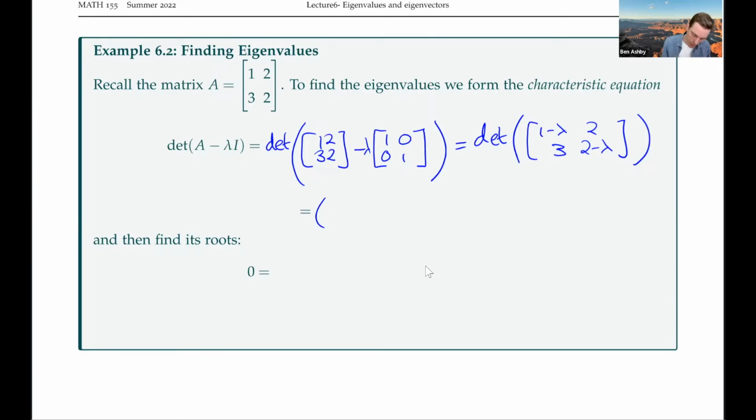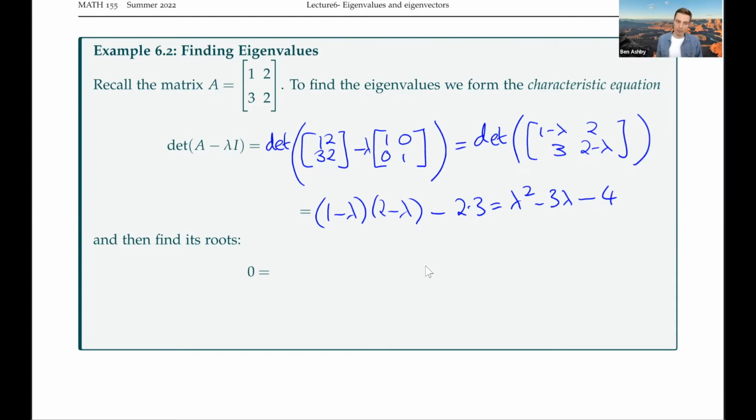So this is just going to be equal to (1 minus lambda) times (2 minus lambda), and then subtract 2 times 3, which is just a quadratic equation. So you have lambda squared minus 3 lambda, and then minus 4. Let me simplify that. If we want to find lambda, we just need to solve a quadratic equation.